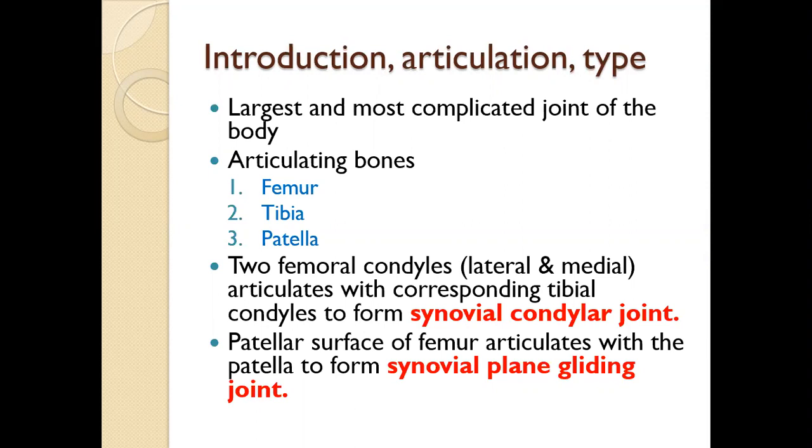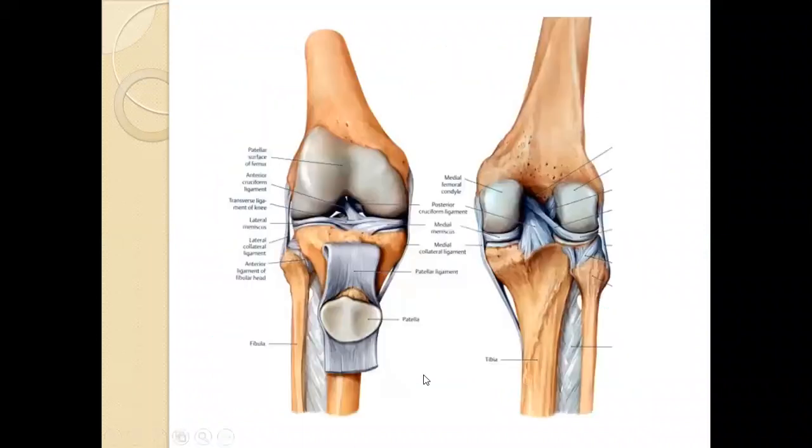The knee joint is unique in the sense that it is made up of two different sorts of joint. One is the condylar joint formed between the femur above and tibia below, and the second one is the joint formed between the patella in front and femur at the back, right? And this is the synovial plane gliding joint.